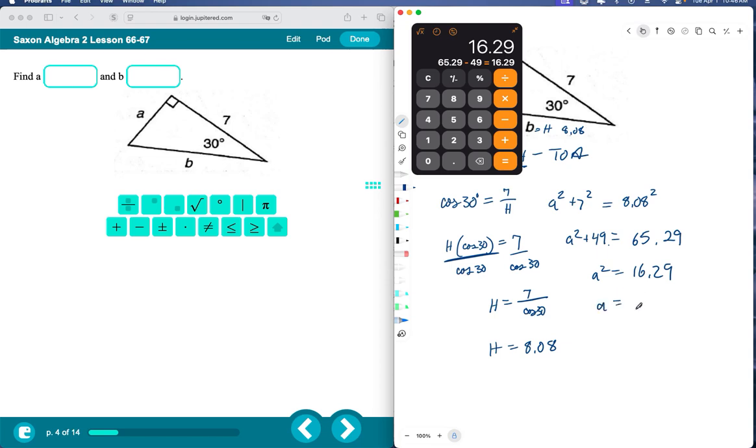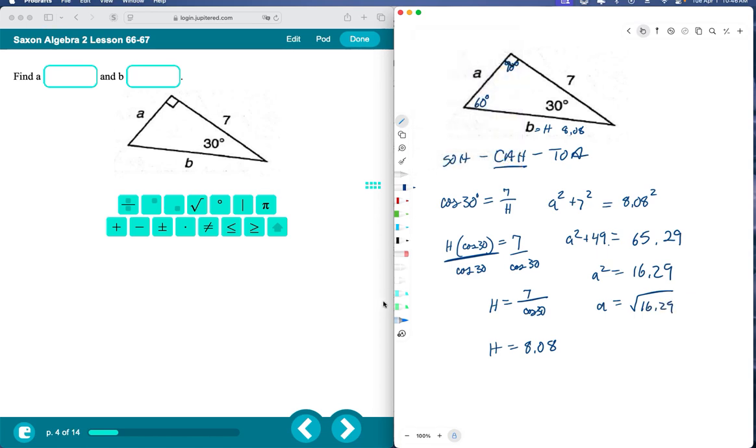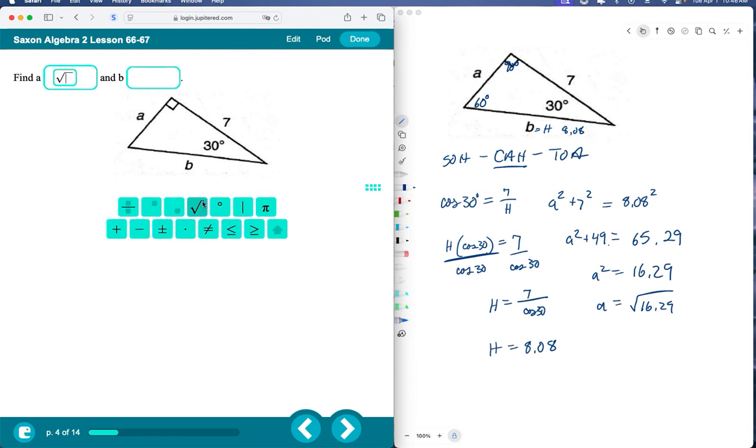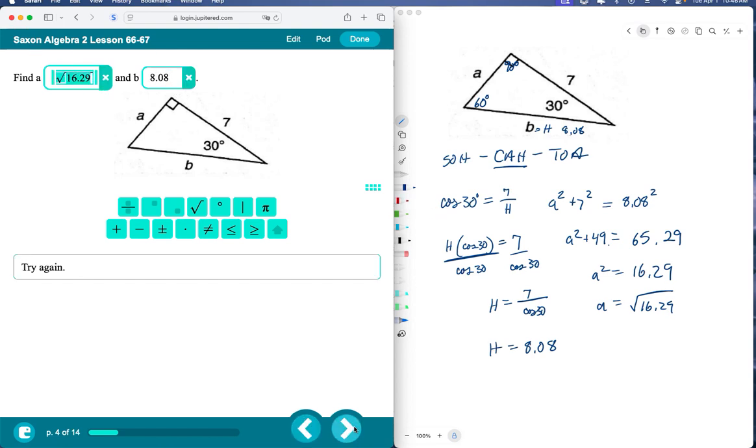So a is equal to the square root of 16.29. Let's see if that actually works. It may have rounded more than that. So a is the square root of 16.29. B is 8.08. Neither one of them's right.